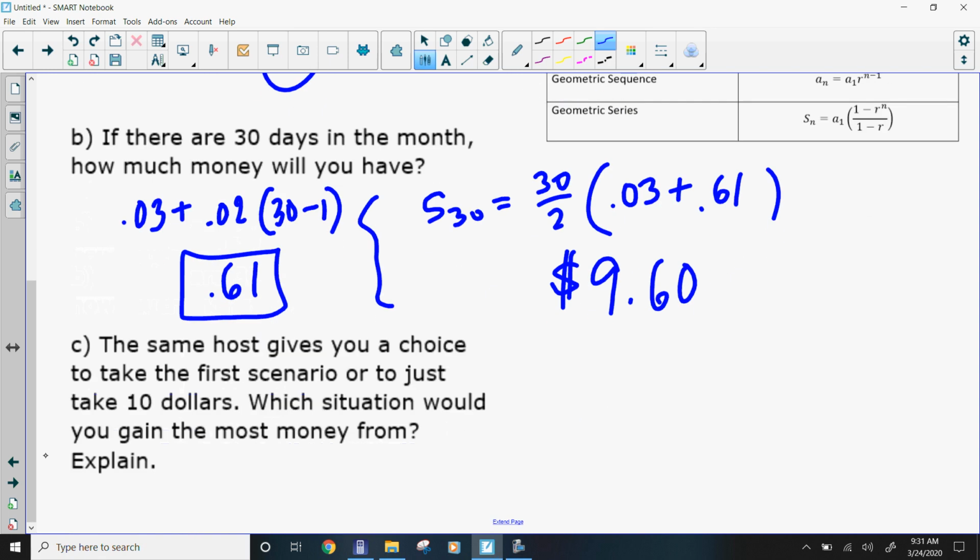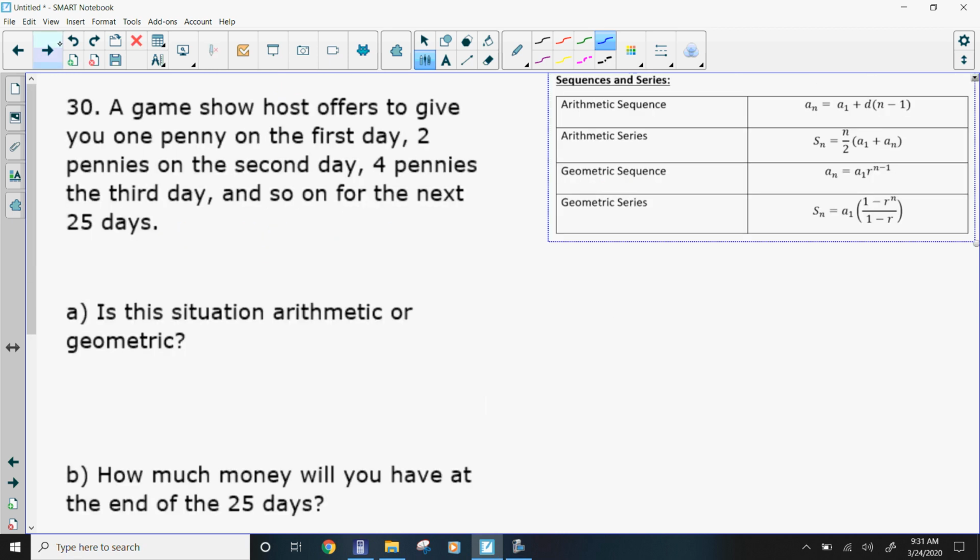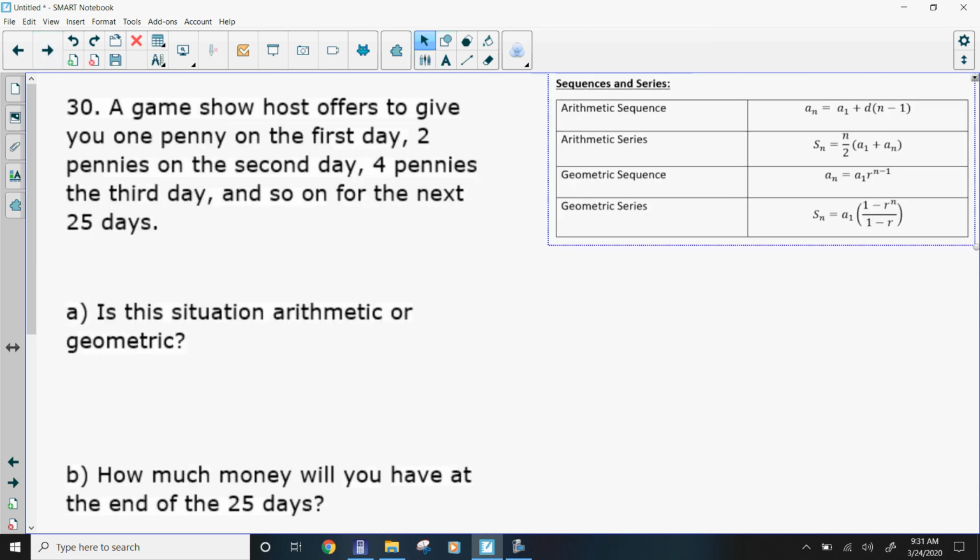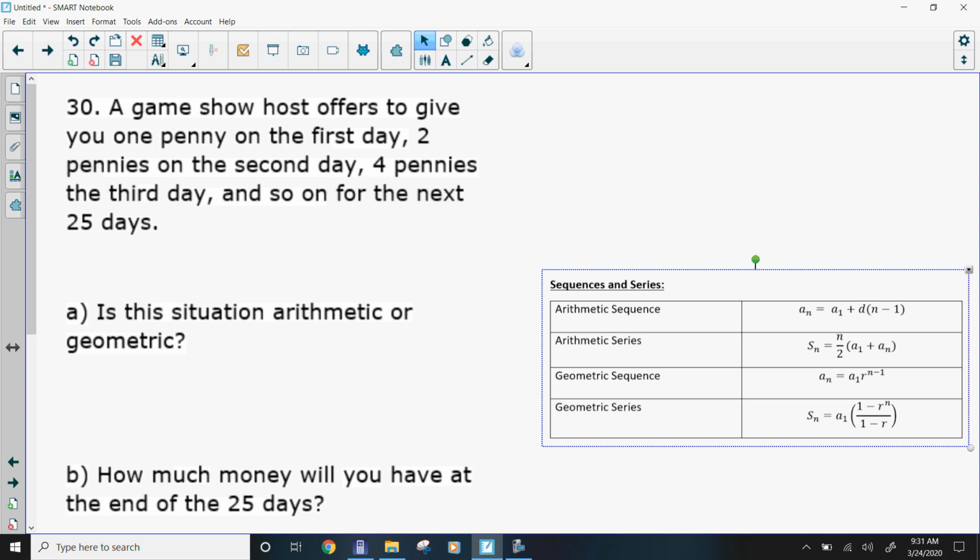So the host says, take that or take $10. Well, obviously, it's going to be better to take $10. Now, why is it that they're asking you this question? Because they're counting on you using a 3 here instead of 0.03 and a 61 here instead of 0.61. So when you do that, it's going to look like you got like $9,000, and that's not the case, or $900. Okay. And we're trying to drill this point home because everyone always misses this question.